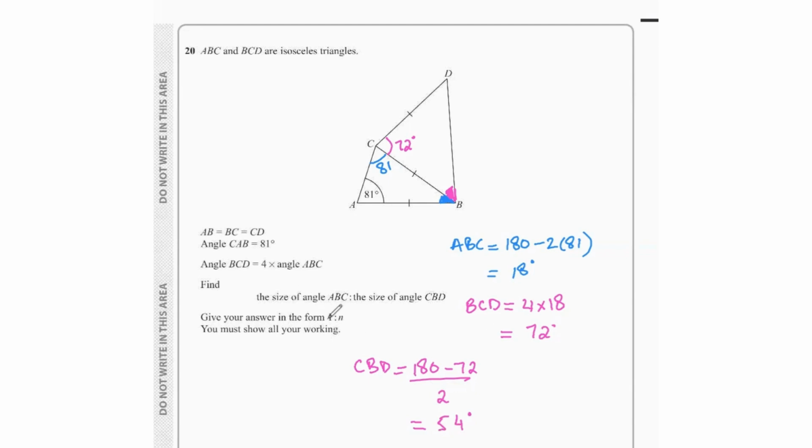So the size of angle ABC to the size of angle BCD, ABC is 18 to 54, which simplifies to 1:3. That is your final answer.